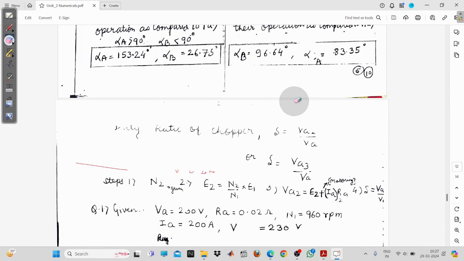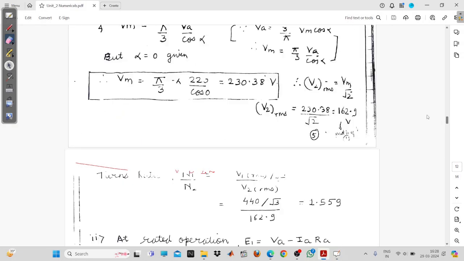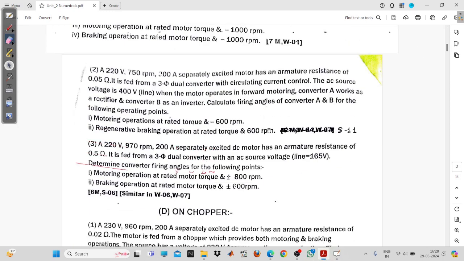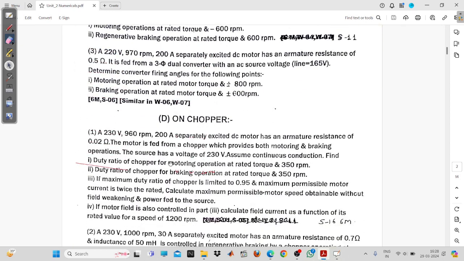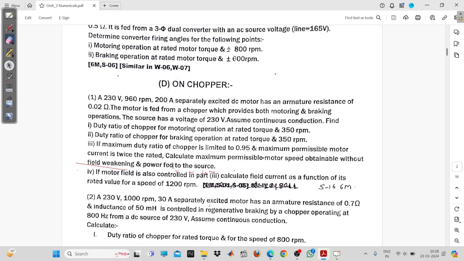So now we'll get back to our question, that is the numerical which we wanted to solve today. So this is on chopper. Now there are two questions. These two questions are very much similar. If we solve this first question, you will be able to solve the next question.